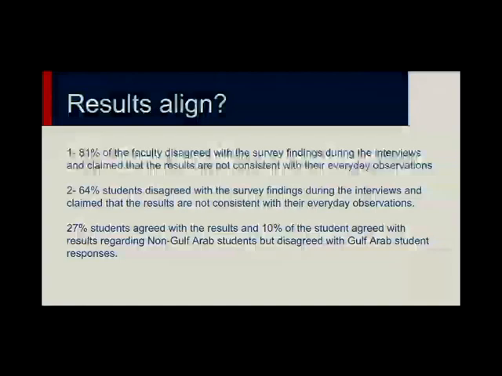So what came out was 80% of the faculty disagreed with the findings of the survey. They think it's not true. But the comments that they provided on this data showed that basically these align with their observations. So indirectly they accepted, but they refused to accept it. 64% of students disagreed, 27% agreed with the results, and 10% agreed only with non-Gulf Arabs, but they did not agree with the Gulf Arabs.